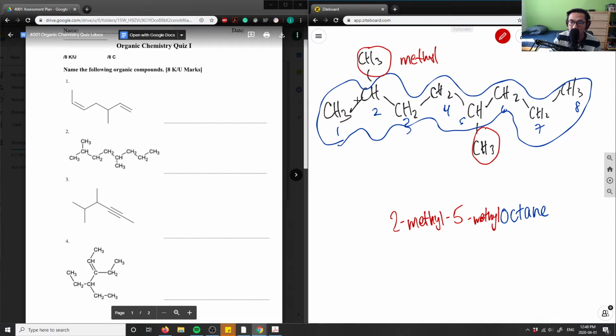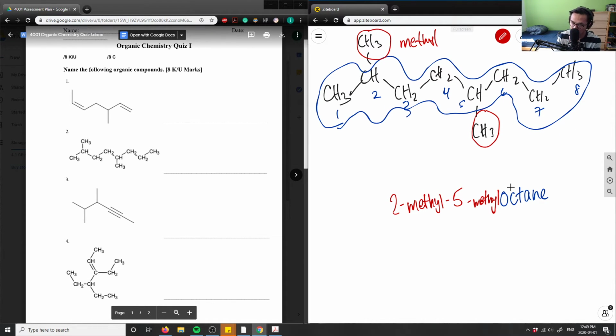And we can check this, right? We have 1, 2, 3, 4, 5, 6, 7, 8 carbons in my longest chain. So oct, and then it's single bonded carbon, so octane. We have a methyl group at 2 and a methyl group at 5, and it's 2 methyl, 5 methyl. So actually that's incorrect. So 2 methyl, 5 methyl octane, or what we can do is we can actually rewrite this entire thing.